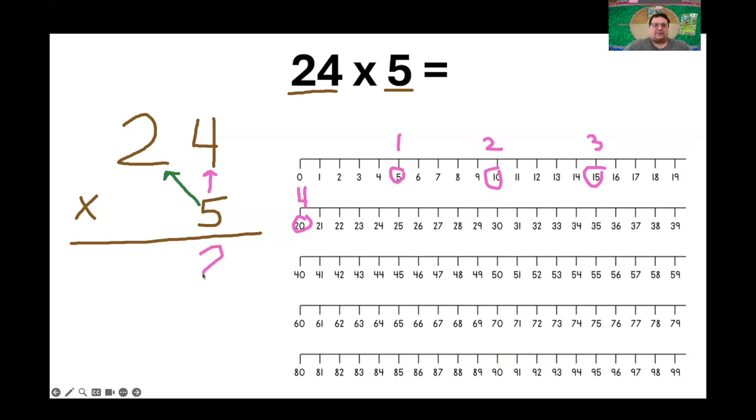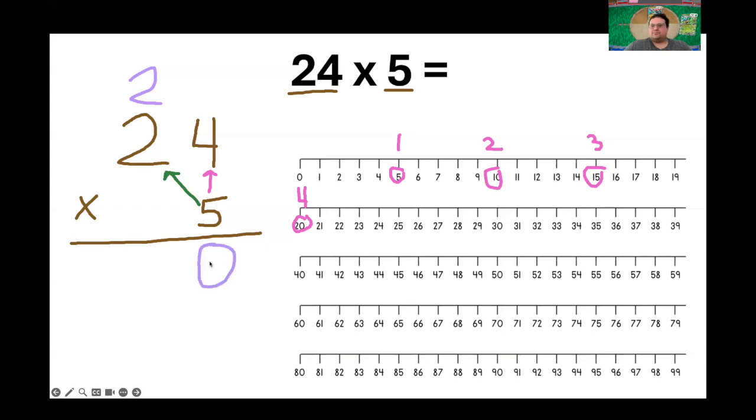So I have my 20 at the bottom, but I cannot keep two numbers in this column. So I want to keep my number that's in the ones column, which is the 0. And I want to take my number that's in the tens column, which is the 2, and carry it over on top of the 2. We're going to keep our 0 right underneath the 4 and the 5.